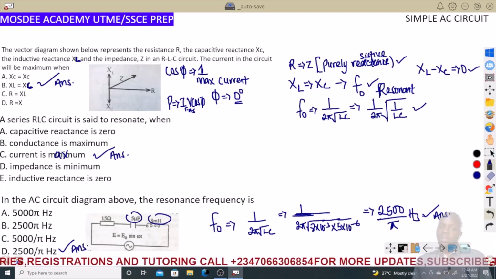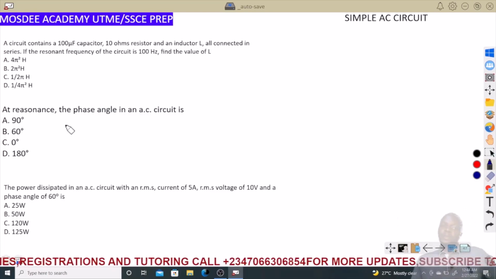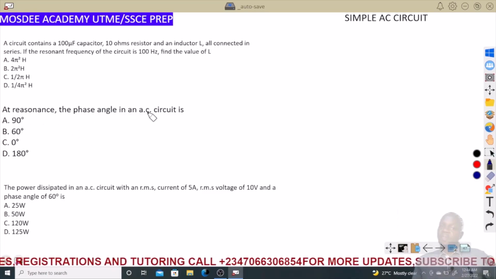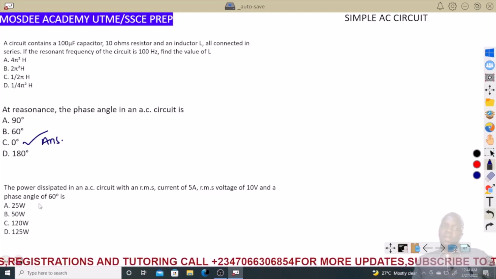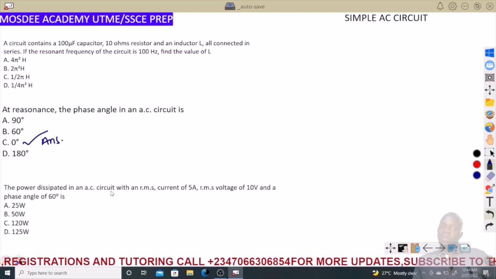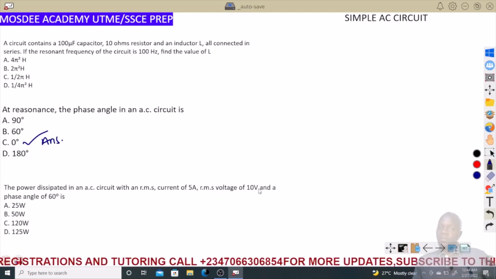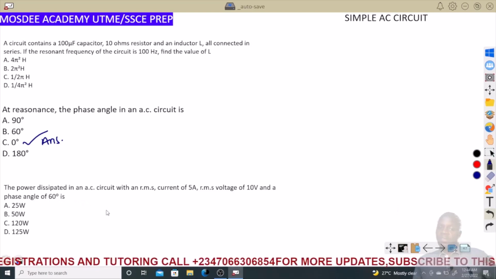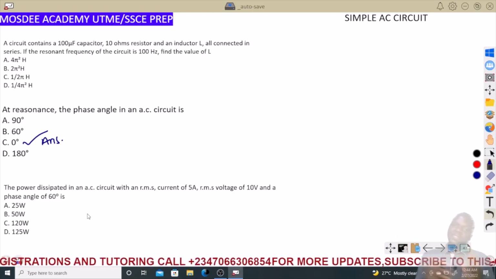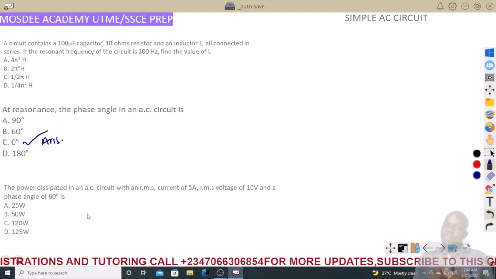So I think this is the last set of questions. I'm going to leave some for you. Look at this. At resonance, the phase angle in an AC circuit is, we've talked about this answer. Then this one: the power dissipated in an AC circuit with current of this and voltage of this, with a phase angle. Now, always keep it in mind, I told you tan theta, this thing is hanging. That is why I have to rush. This is the last set. Apologies, my dear student. Maybe I should leave it for you to do.